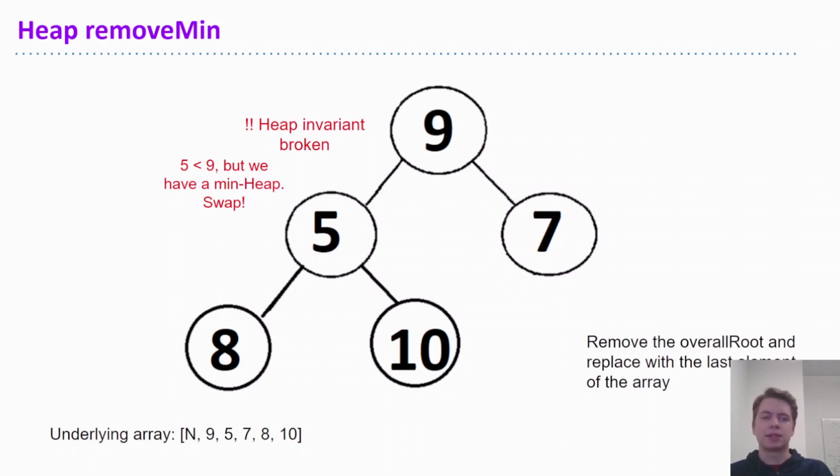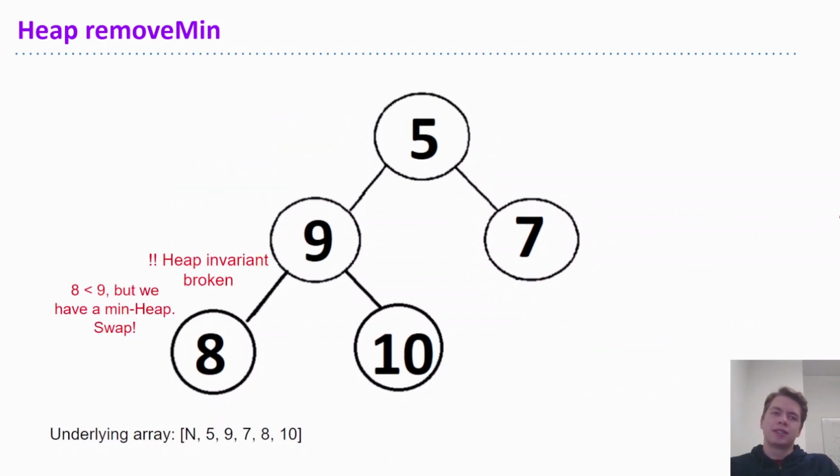But which child node do we swap with? Well, we should always swap with the minimum child. If we swap with a non-minimum child, then we're at risk of our heap ordering invariant still being broken. Like in this case, if we were to swap 9 with 7 instead of 9 with 5, 7 would then become the overall root. However, 7 is still greater than 5, so our heap ordering invariant would still be broken. So that is why we have to swap with the min child.